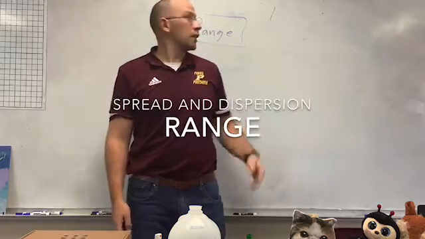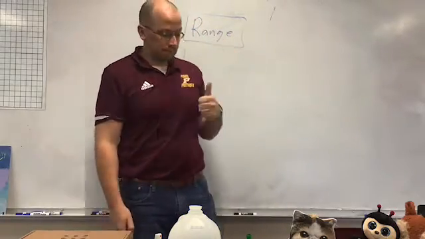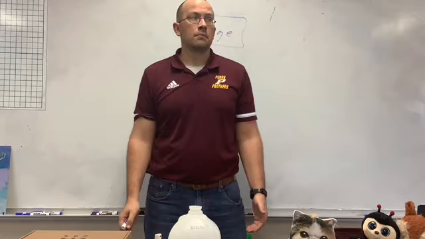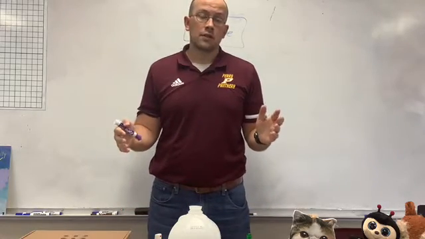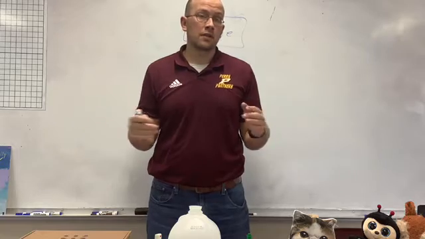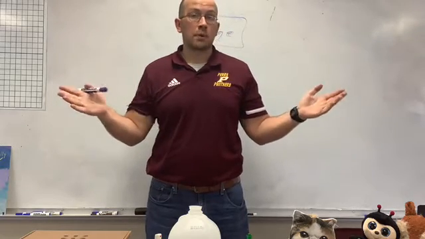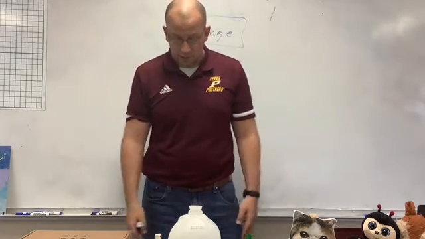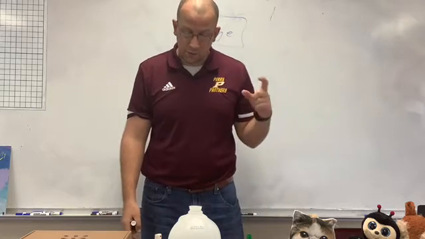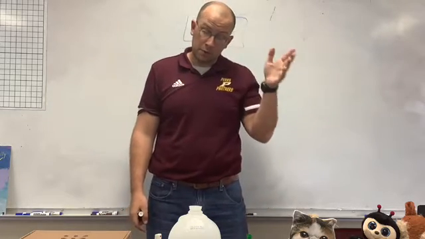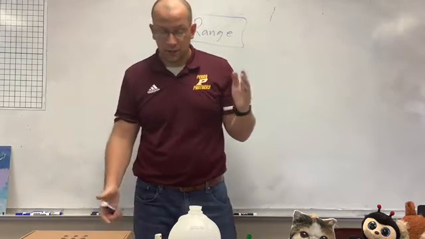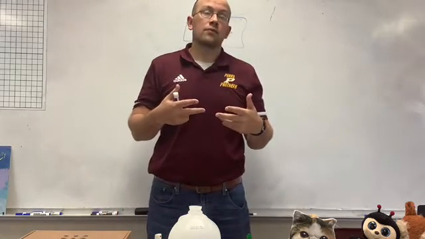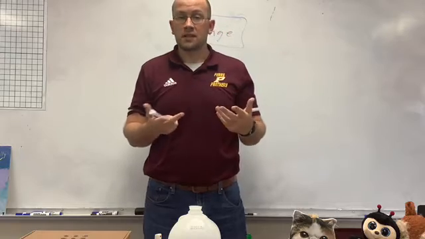Hello, today we're going to talk about range. Range is just a measure of how something is dispersed. So if you have a bunch of numbers, it's just how far they're dispersed out. Dispersion is the overall stretch of the data set's distribution, and spread is the variability of the data set's values. Dispersion and spread are basically synonyms for each other.